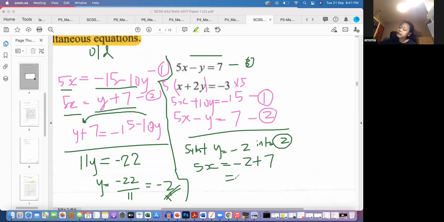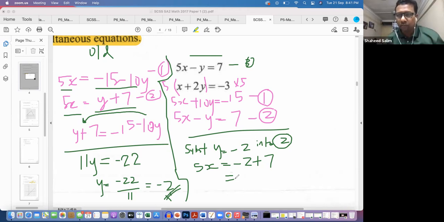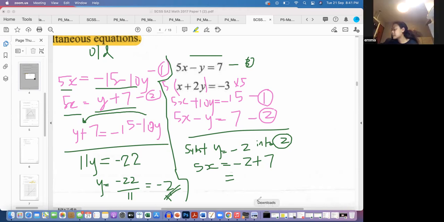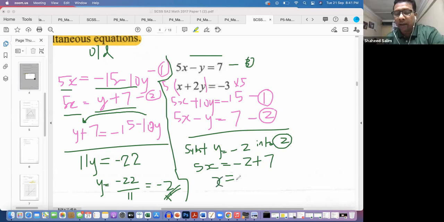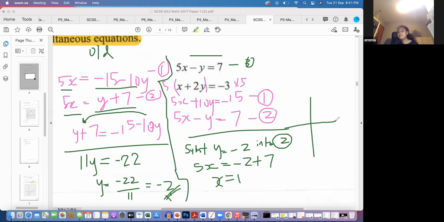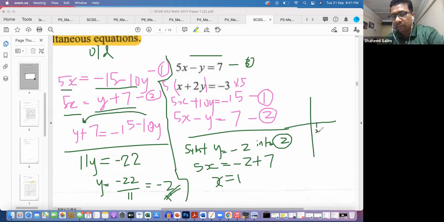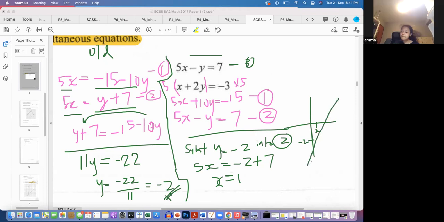X plus 1. X equals to plus 1. Well done. So you have x equals to 1, y equals minus 2. So on the graph where x is 1, down here x is 1, y minus 2, let's say y down here minus 2. This is the point of intersection of the two graphs. Do you get it? Understand?